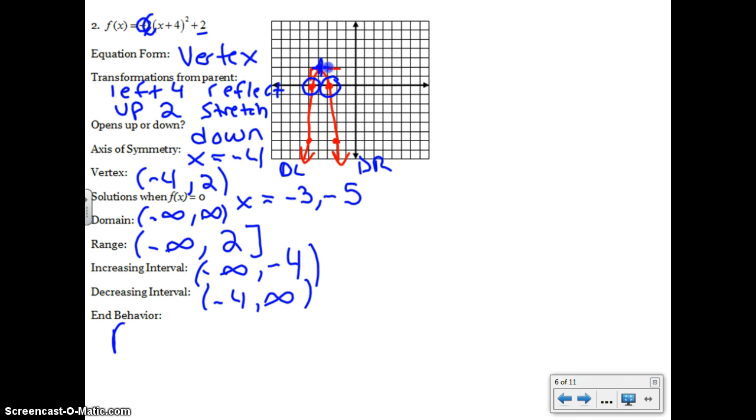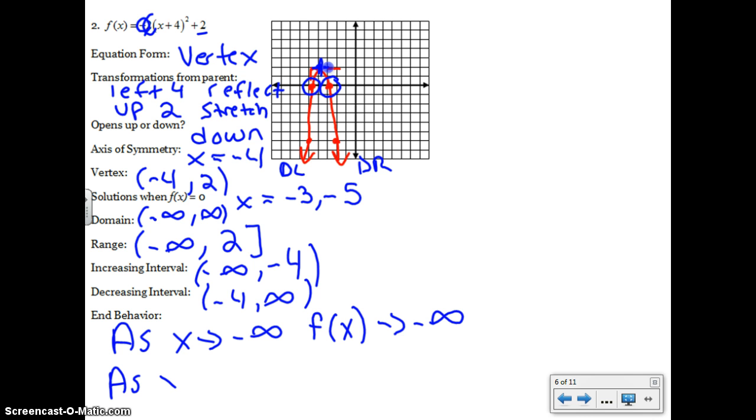And my end behavior, again, always starts off with as x goes to -infinity. So when I look to the left, my y value is going down. My arrow is going down. So I'm going to go to -infinity with my y value as well. And then as x goes to +infinity, so when I look to the right, my y value is also going down, and therefore it also goes to -infinity.